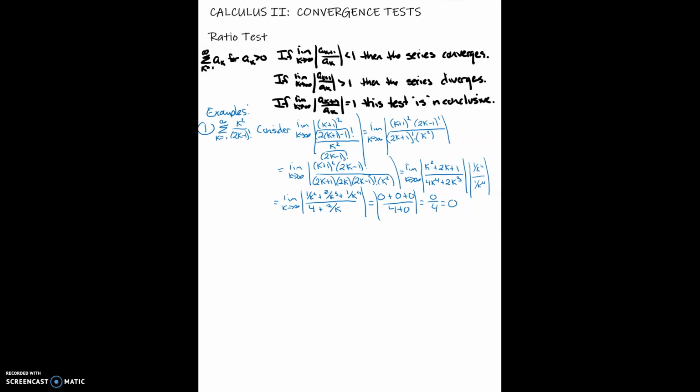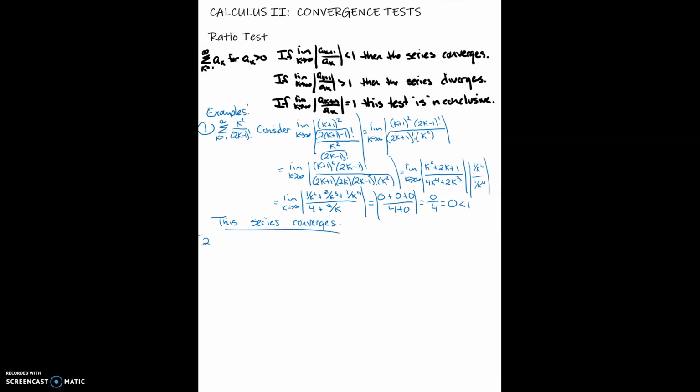Notice this is defined. I don't have 0 in the denominator. That's good. But the other thing I notice is that this is less than 1. And since this limit is less than 1, our series converges. All right, that wasn't so bad.